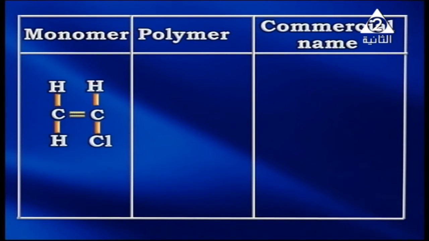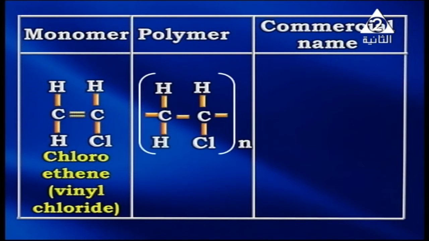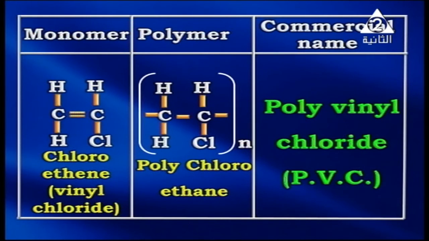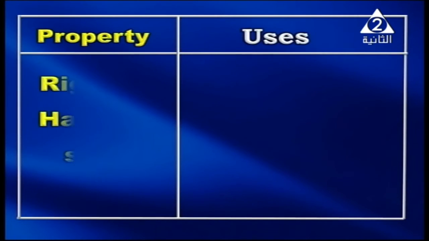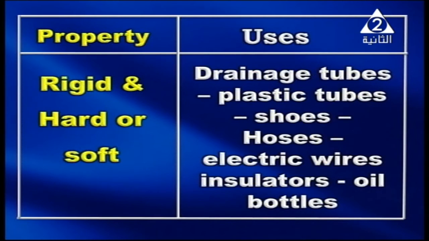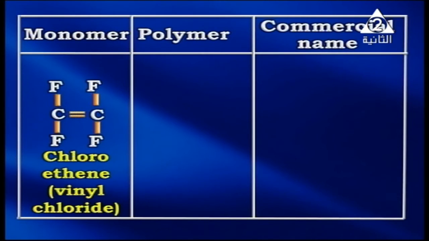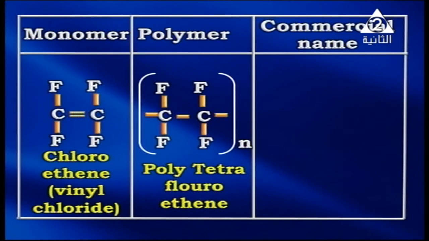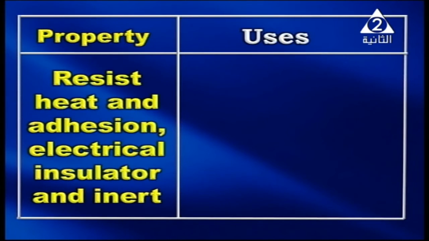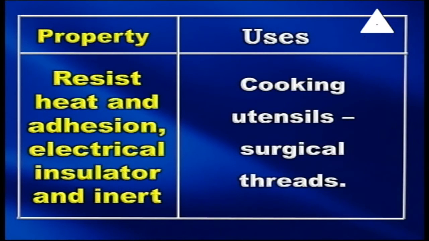The next monomer here is chloroethene or vinyl chloride. Its polymer, as shown on the screen, is called polychloroethene, and its commercial name is polyvinyl chloride, PVC. Its property is rigid and hard or soft, and it is used in drainage tubes, plastic tubes, shoes, hoses, electric wires, insulators, and oil bottles. The next monomer here is tetrafluoroethene. Its polymer, as shown on the screen, is polytetrafluoroethene, and its commercial name is Teflon. Its properties are that it resists heat and adhesion, is an electric insulator and inert, and it is used for cooking utensils and surgical threads.